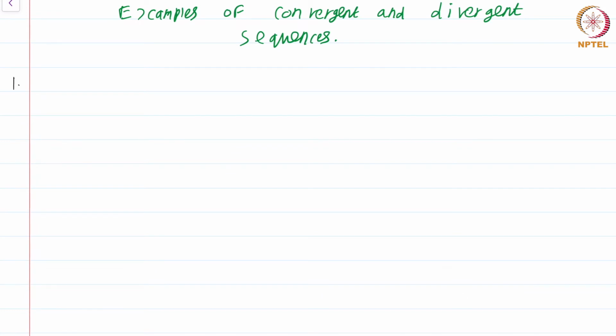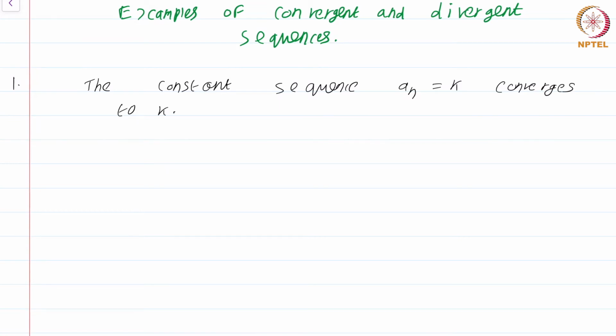The constant sequence a_n equal to k converges to k. Well, there is really nothing to prove. For the choice of n(epsilon), you can choose any natural number. This will work. The second one we have already seen, 1 by n converges to 0. This is an example that we saw in some detail.